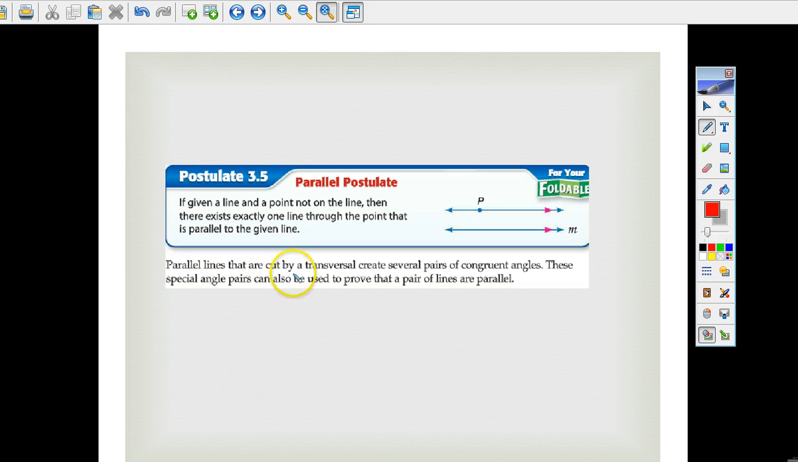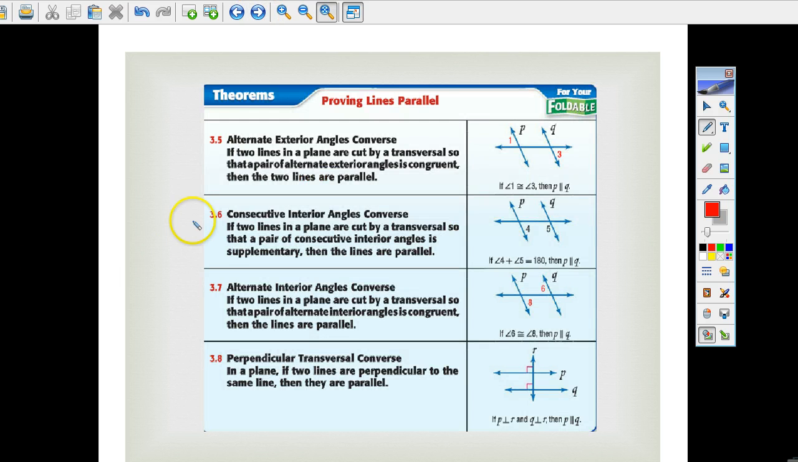Parallel lines that are cut by a transversal create several pairs of congruent angles. These special angle pairs can also be used to prove that a pair of lines are parallel. Here are three more theorems. Alternate exterior angles converse: if two lines in a plane are cut by a transversal so that a pair of alternate exterior angles is congruent, then the two lines are parallel. Before, we learned that if you have two parallel lines, the alternate exterior angles are congruent. Now we're saying if you have two congruent exterior angles, then these two lines must be parallel.